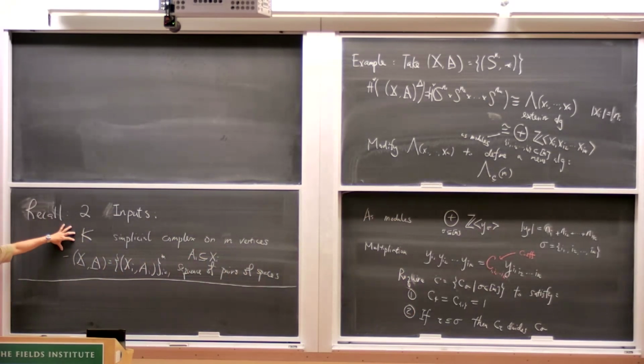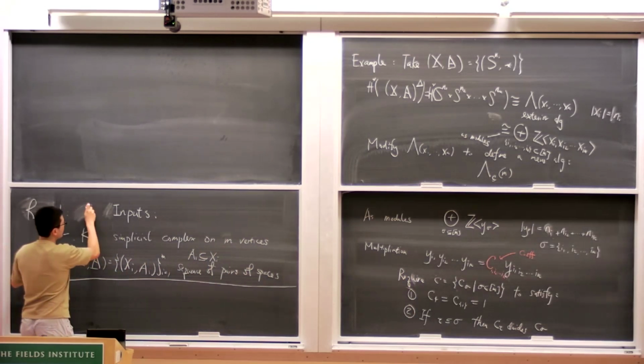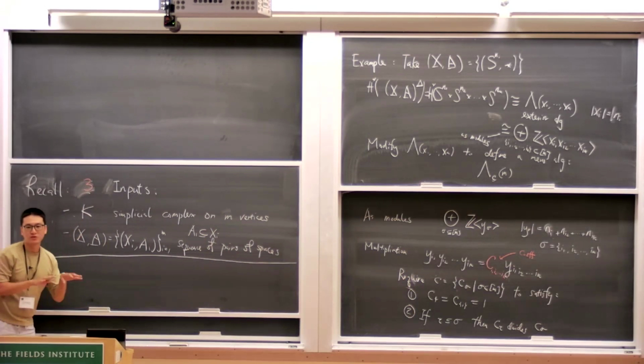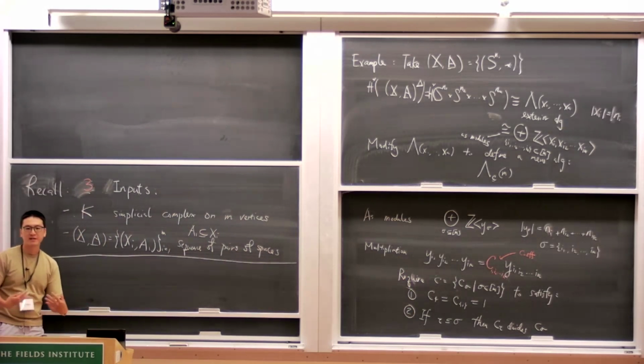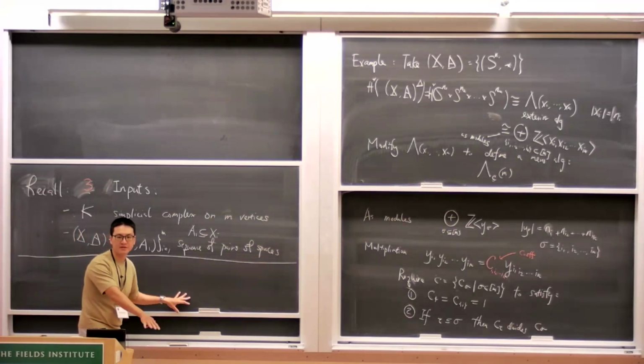In the ordinary polyhedral products, we need two inputs. But in our constructions, we will need three inputs. First, we need a simplicial complex K to encode all the combinatorial information of how to glue things together as before. And the second input is still a sequence of pairs of spaces.